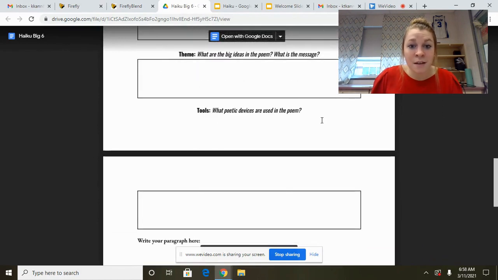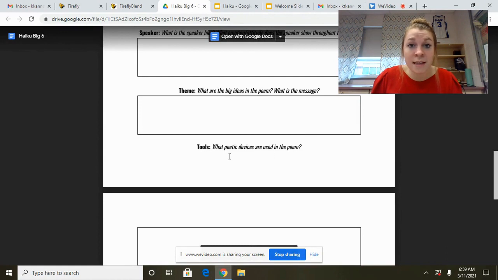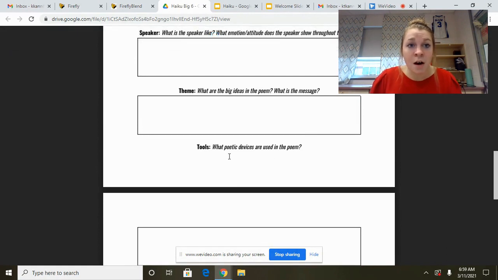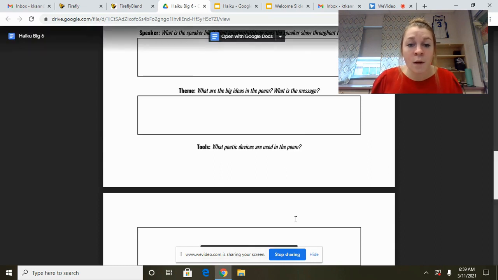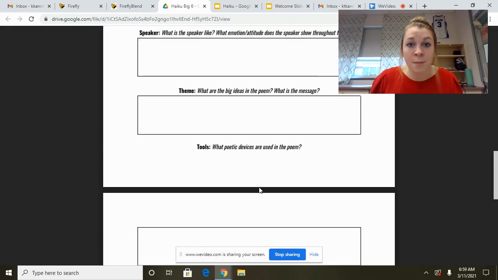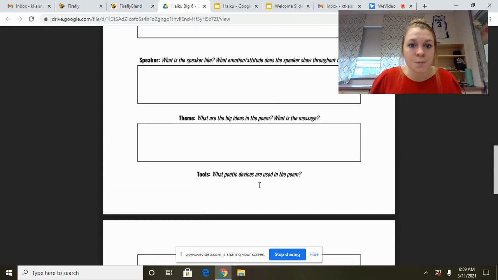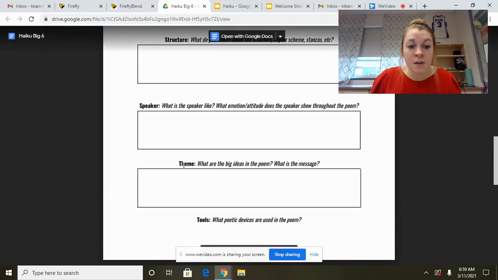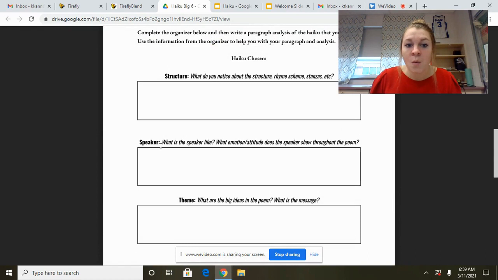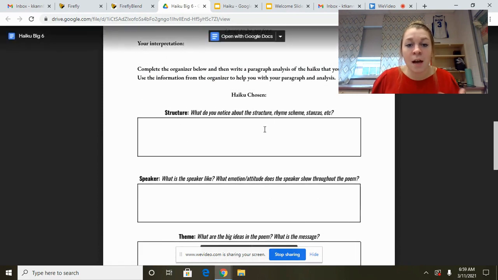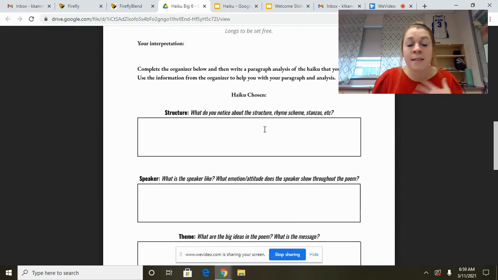So I want you to look at what poetic devices are in this. Just like we kind of saw onomatopoeia, personification, that sort of thing in the other poems. What do you see here? That's why knowing your poetic devices is really important. And then you're going to obviously identify the theme. What is the speaker? What's their attitude? And then the structure. So we already know the haiku structure, so basically just translate that into your answer here.